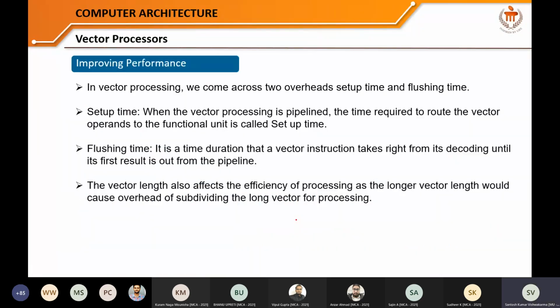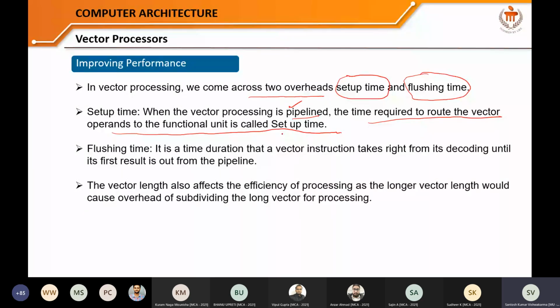Now, how to improve the performance? We come across two overheads. The first is setup time, a very important characteristic when working with vector processing. And the second is flushing time. What does it mean? Setup time means that when the vector processing is pipelined, the time required to route the vector operands to the functional unit is called the setup time. Again, we need to have a computational analysis of that. So the time required to route vector operands to the functional units is the setup time.